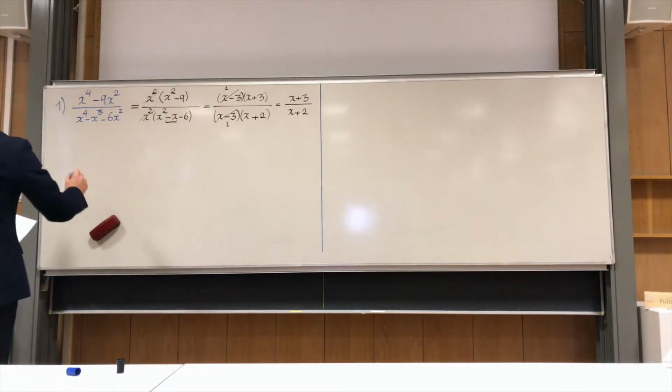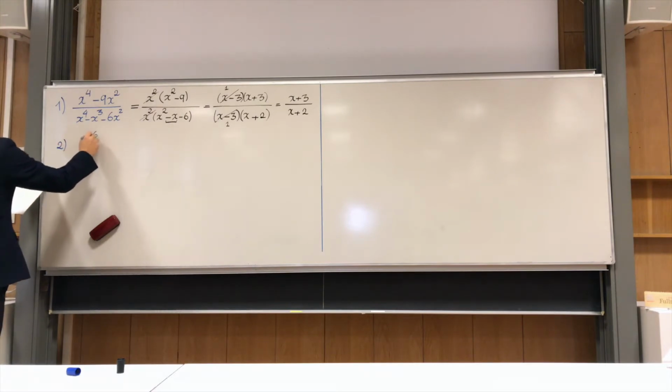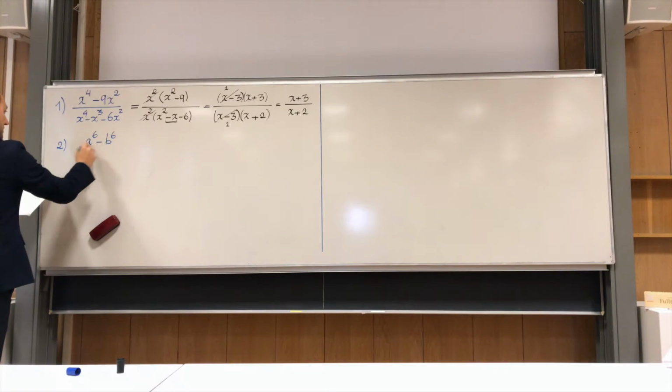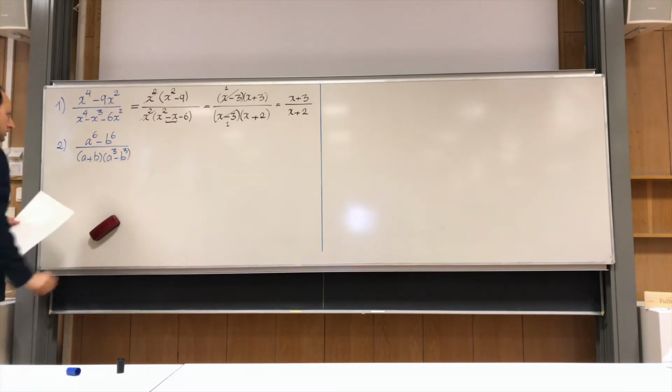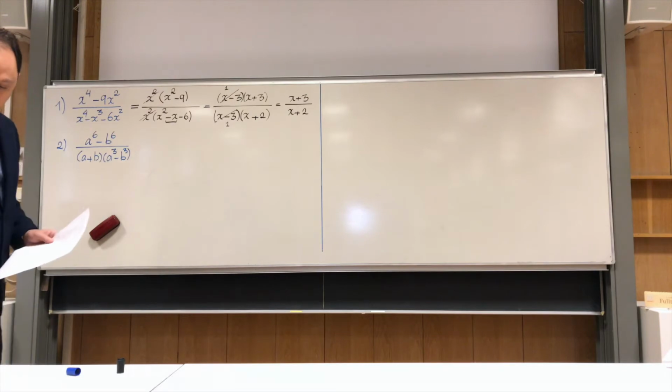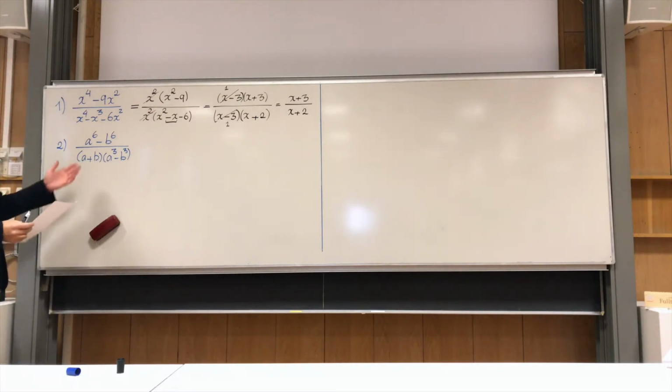Okay, so number 2, we are supposed to simplify this expression, a to the power 6 minus b to the power 6, divided by a plus b times a to the 3 minus b to the 3. I want to simplify this. Again, the story is the same, so I need to factorize.